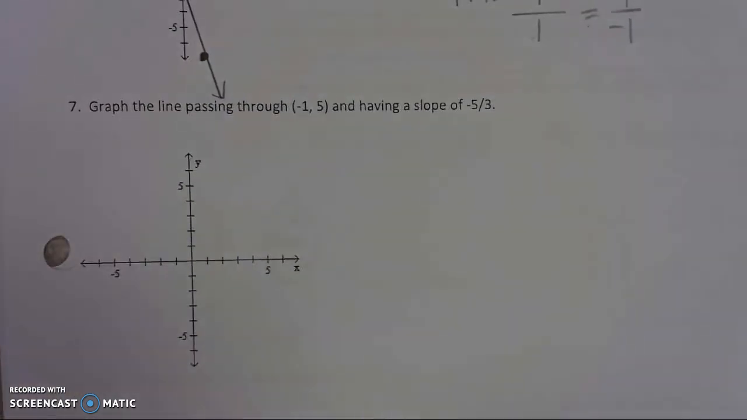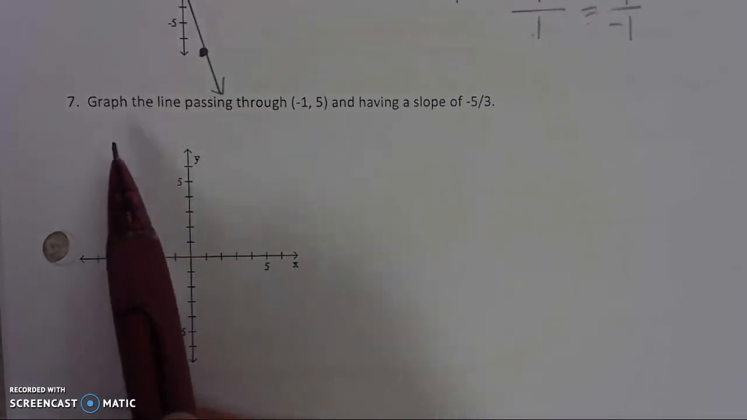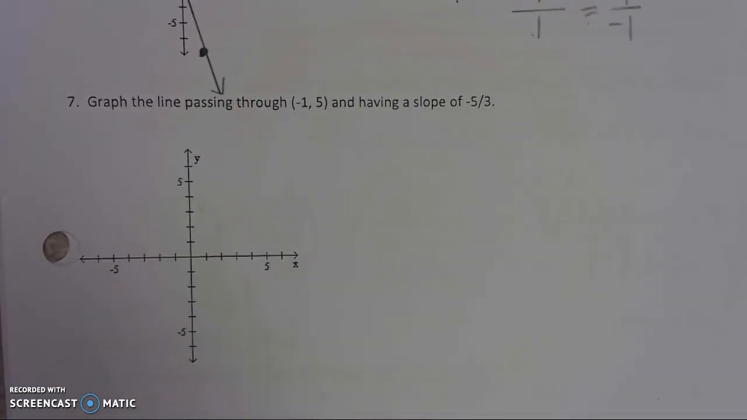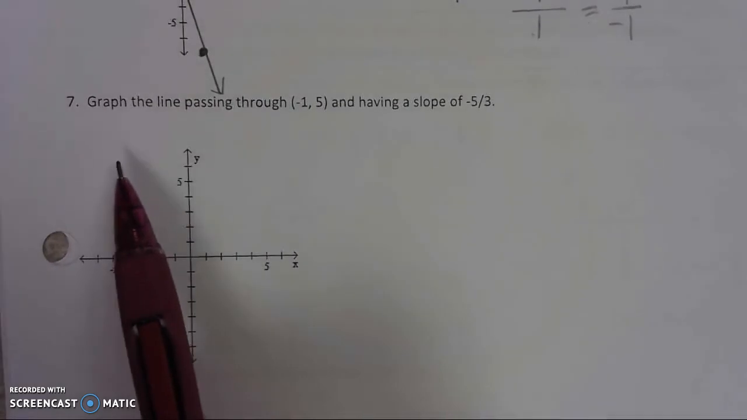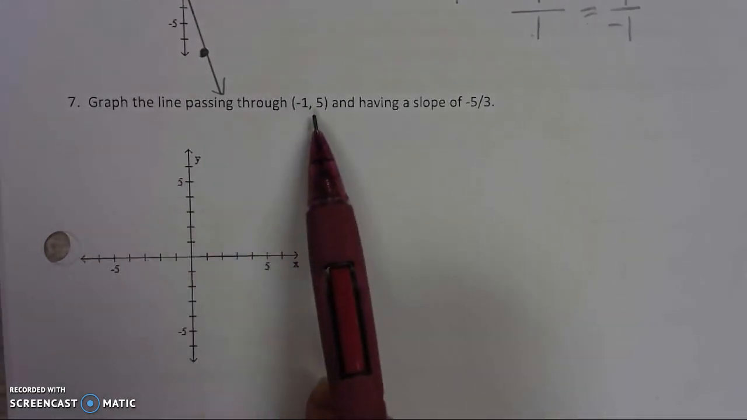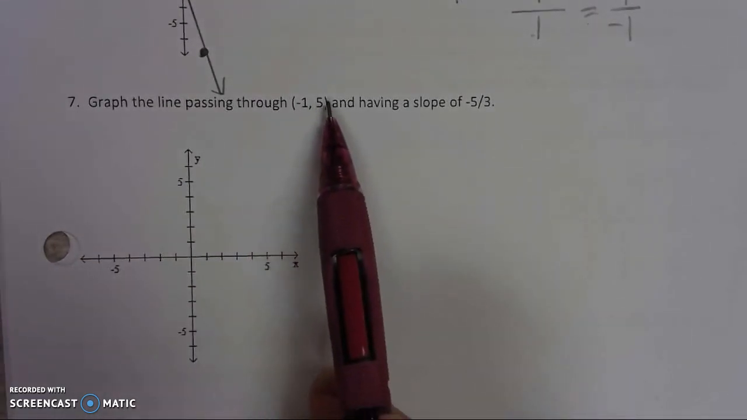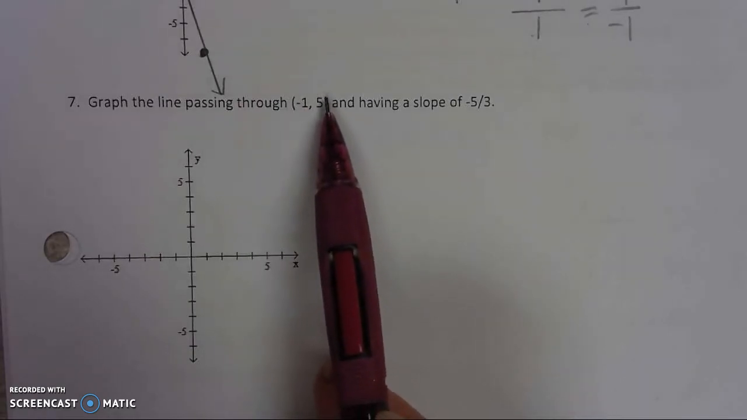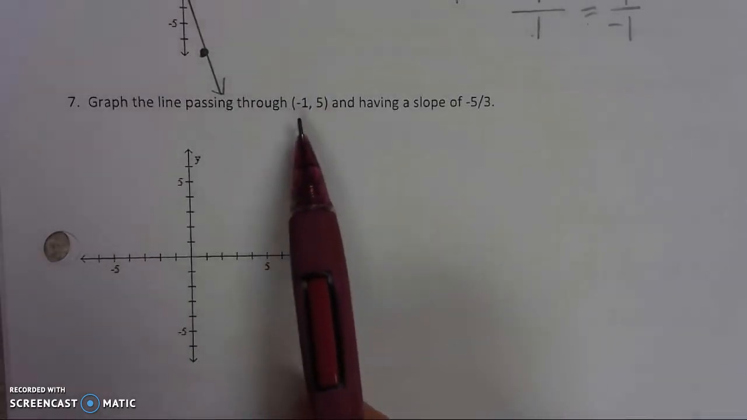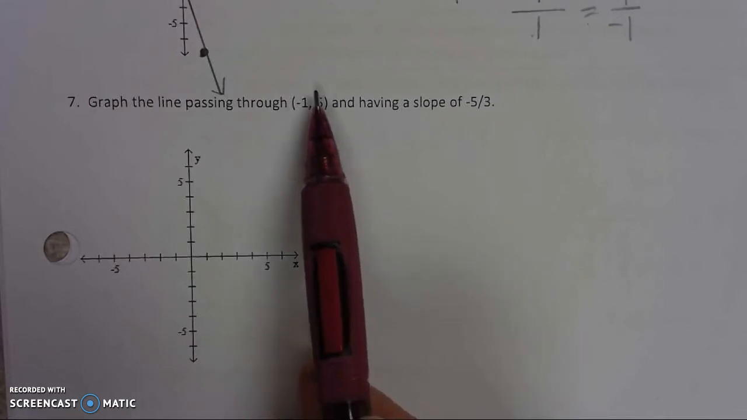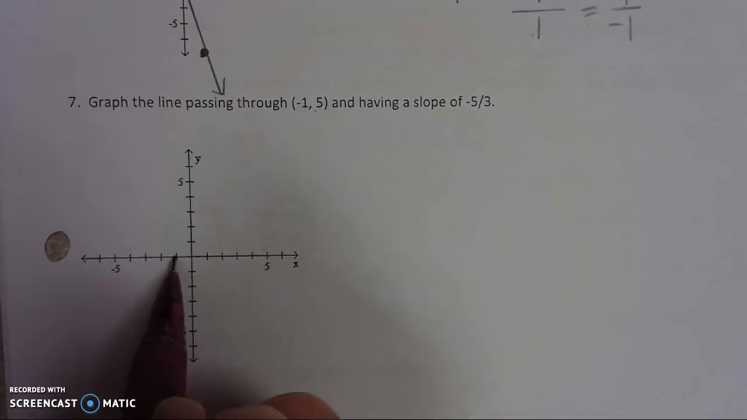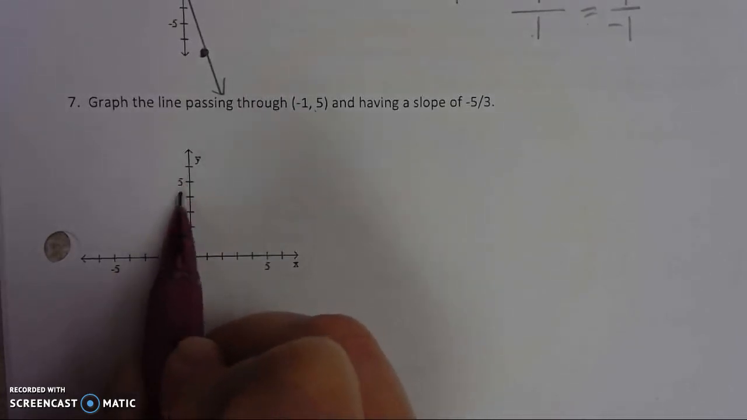Okay, let's look at this one. I have a line that's passing through the point -1, 5 and has a slope of -5/3. They're telling me that my line is passing through this certain point. I know that this is a solution or a coordinate within my equation, whatever it may be. I know my line is passing through it, so I'm going to put my dot there. From the origin, I'm going to go left 1 and up 5.